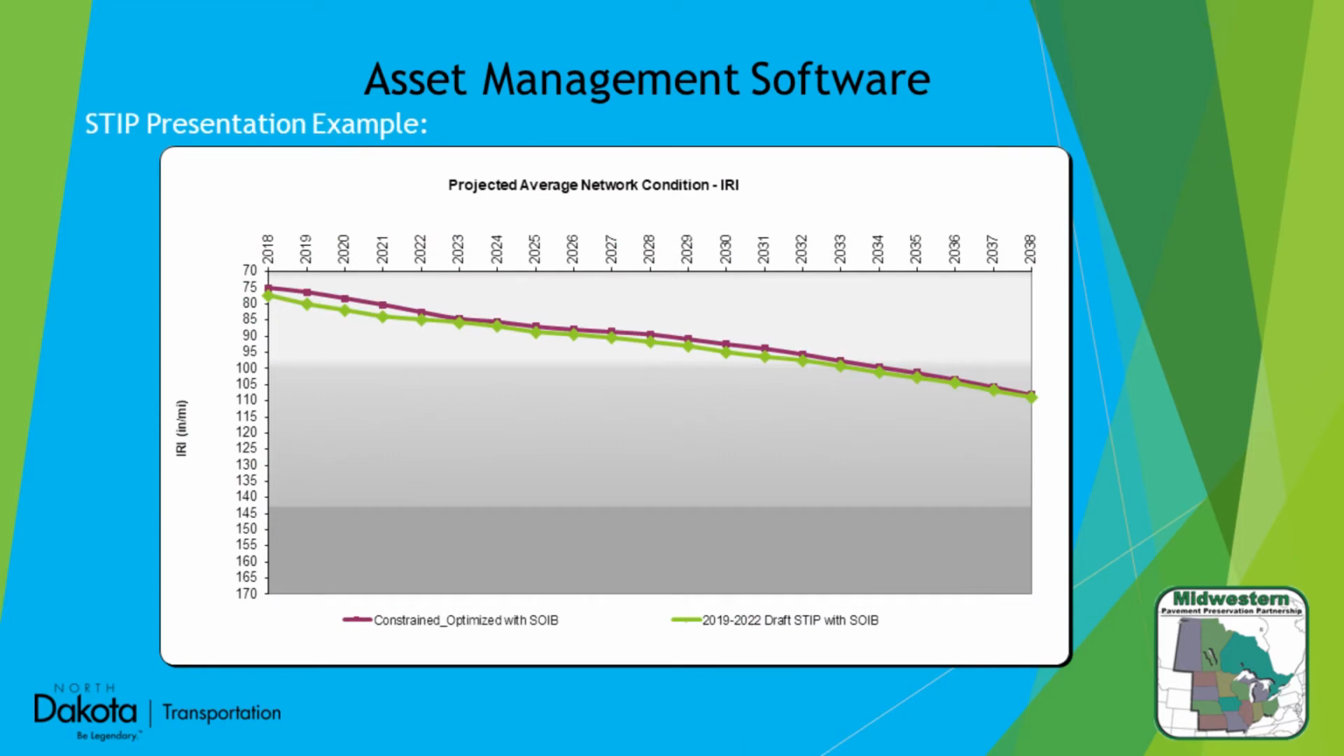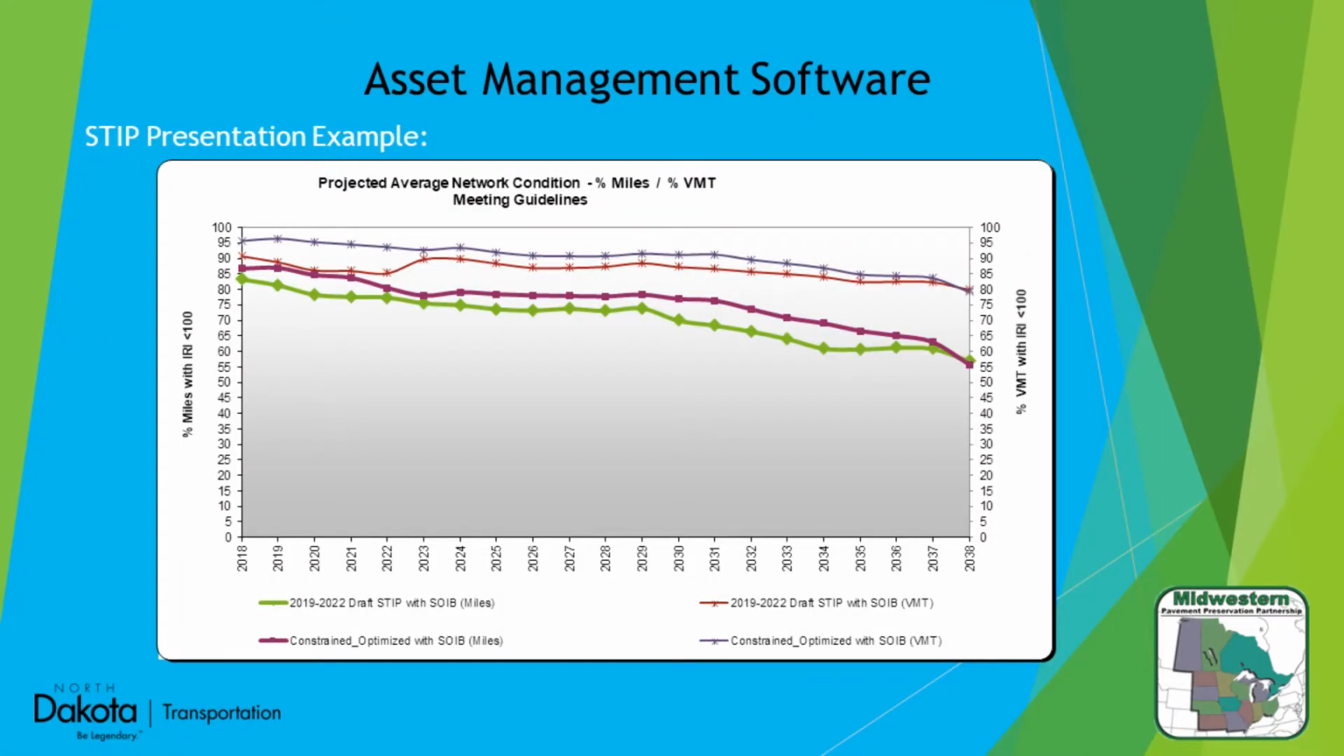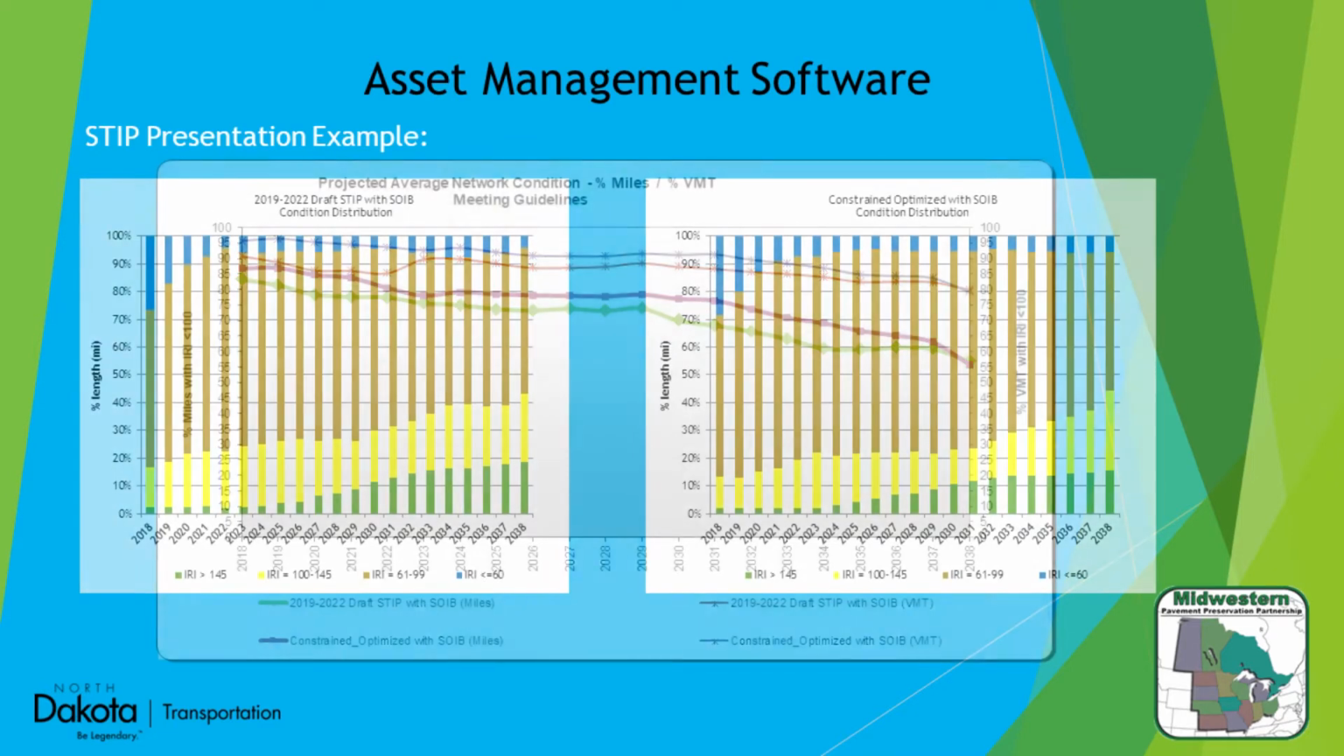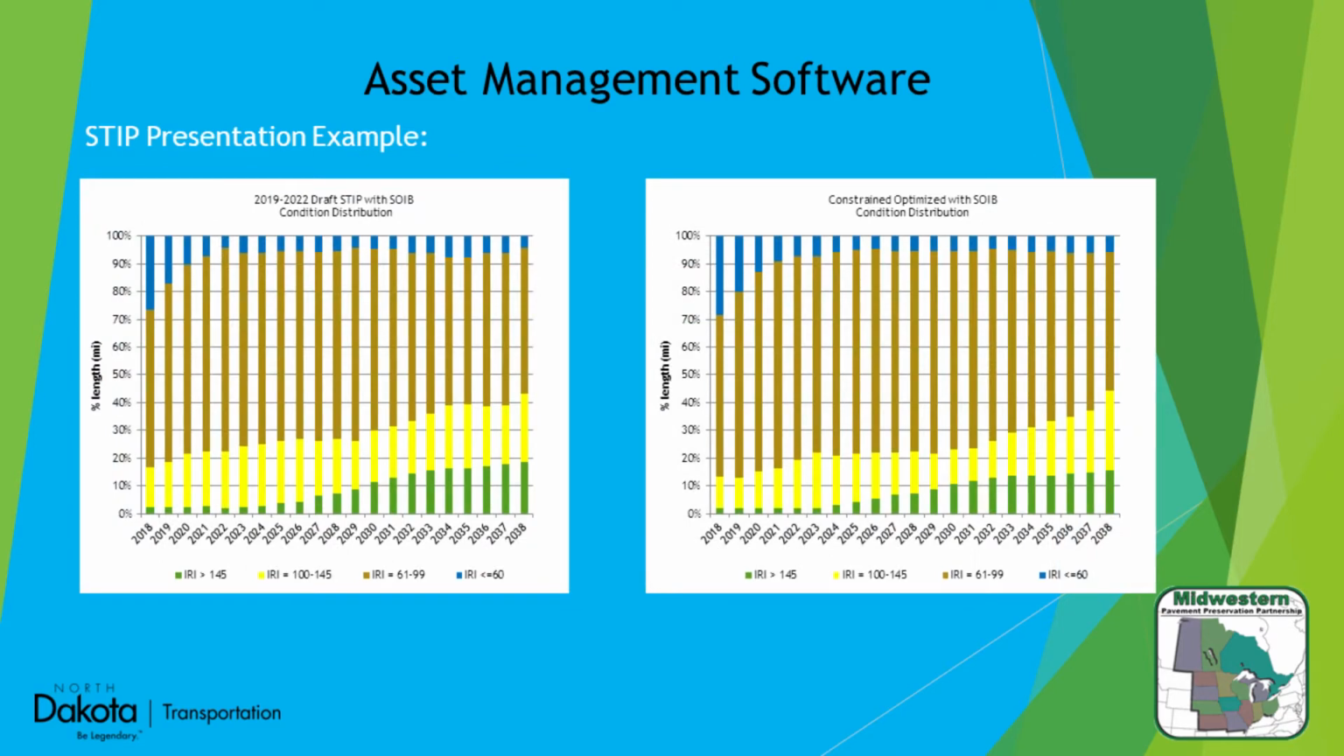This is one of the graphs that I would show during our STIP presentation. This one shows the network IRI, comparing if DTIMS picked the projects on a constrained budget versus if we followed our projects that we have in the draft STIP. Same thing here, a comparison, but this one shows our percentage miles that are in the good, excellent range, and also our percent VMT in the good, excellent range. Another type of information I show, that's the IRI.